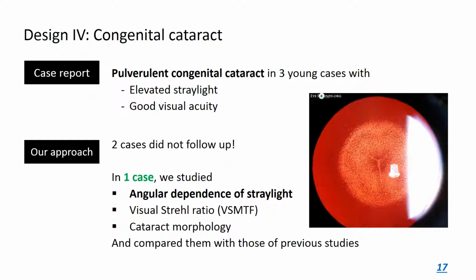We were interested to find out the angular dependence of stray light in pulverulent congenital cataract. We also studied the previously mentioned image quality metric and cataract morphology in this case, and compared them with those of previous studies on normal and cataract eyes.